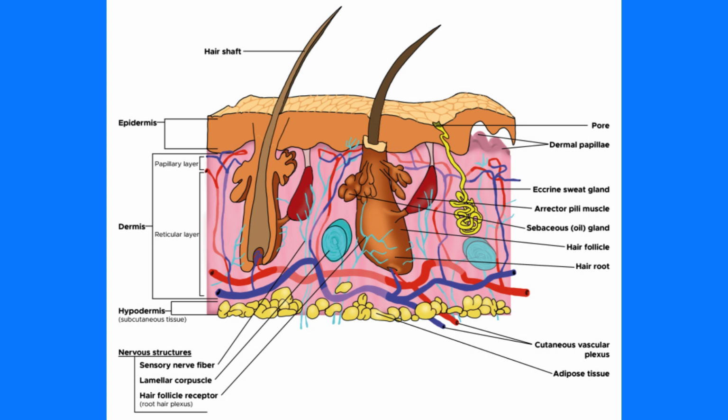The hypodermis is deep to the dermis and is also called subcutaneous fascia. It is the deepest layer of skin and contains adipose lobules along with some skin appendages like the hair follicles, sensory neurons, and blood vessels.